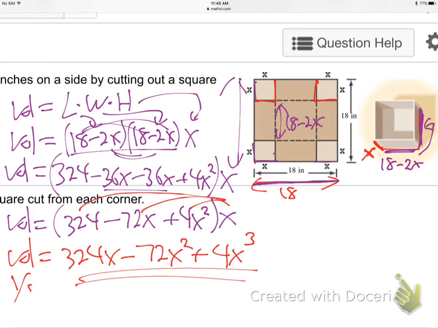324x minus 72x squared plus 4x cubed. I don't know what the window should be. Let me help you with the window. The window x, what's the biggest x could be? X is some little amount, right? The biggest x could be is 9. If you did 9 from each side, that's the whole 18. X can't be any bigger than 9, because x is how much you're cutting out from each corner. If you cut out 9 and 9, you've got the whole 18 cut out. So it's not going to be any bigger than 9. So let x go from 0 to 9.